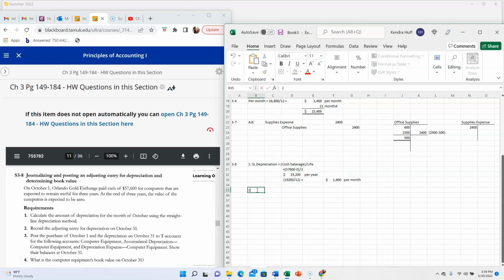All right, 2, record the entry. The entry for depreciation expense is always a debit to depreciation expense and a credit to accumulated depreciation. And it's for the 1,600 because you're just doing it for that 1 month. Then they want us to open all the T accounts.